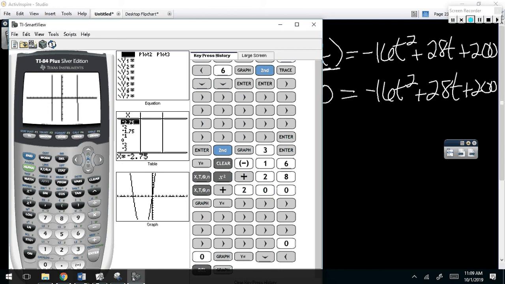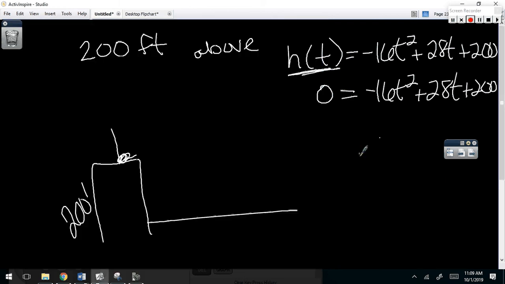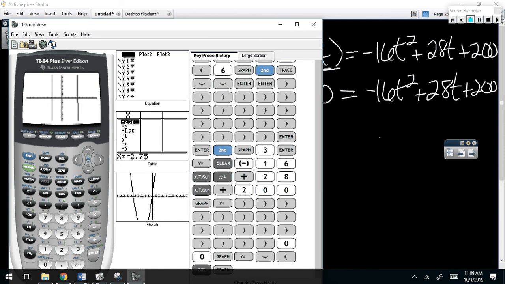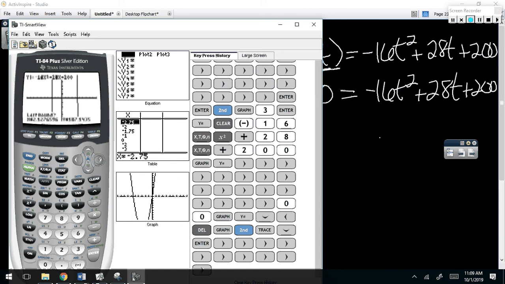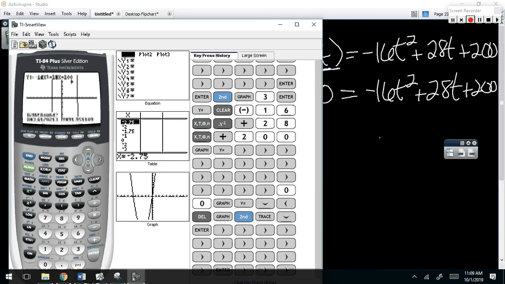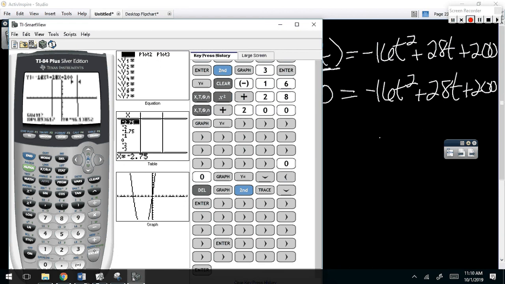Okay, so calculate the zero. Hit zoom 6. Whoa. Those error things mean you input the equation incorrectly. I bet in front of the 16 you put a minus sign instead of a negative sign. I did that too. Okay, I got it. Thank you. I'm calculating the zero. That's what I got. So how long does it take the ball to hit the ground?